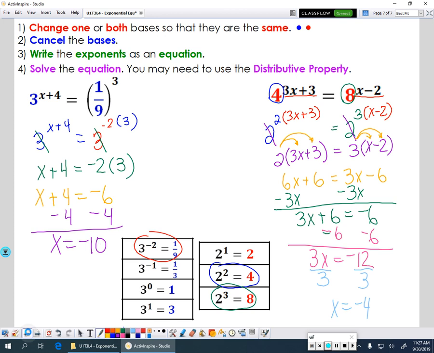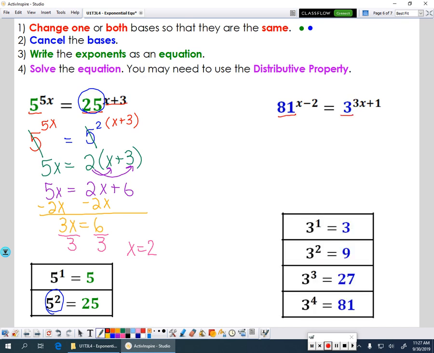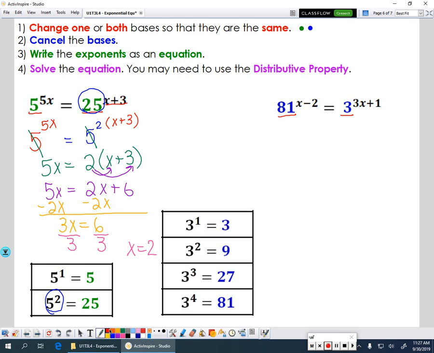All right, one last problem, and then everybody will be on their own. So I want to look at this. I have 81, and I have 3. I'm looking for powers of 3. So I know that 3 is already a power of 3. I know that 81 can be 3 to the 4th. I can't forget that original exponent of x minus 2. And then I have my other power of 3 over here.